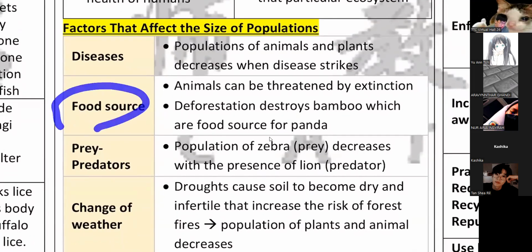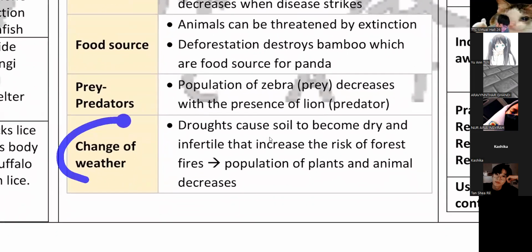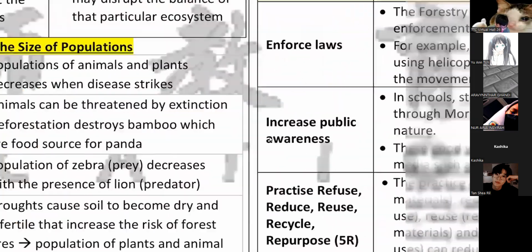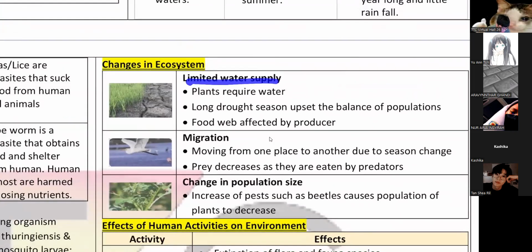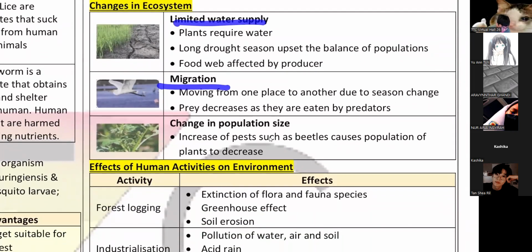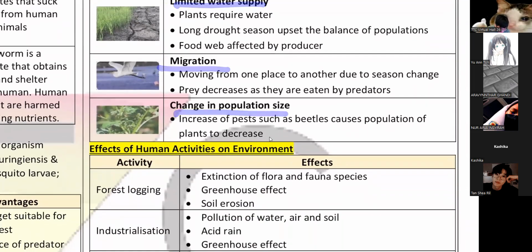And then of course food source. The more food you have, the population will increase. And then prey predator. We don't have predators, but imagine tigers, they will eat humans for fun. So if there are more tigers, there will be fewer humans. If you have predators, your population will decrease. And then of course weather, the hotter it is, the more humans will die. If it gets any hotter, we will die, seriously. So that's your weather. All right, next. Change in ecosystem, nothing much. Limited water supply, migration, Hijrah, and of course change in population size. Nothing much to say here.